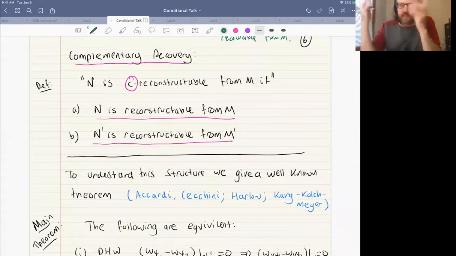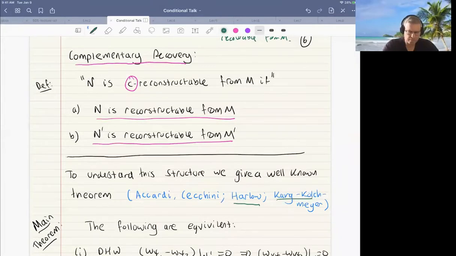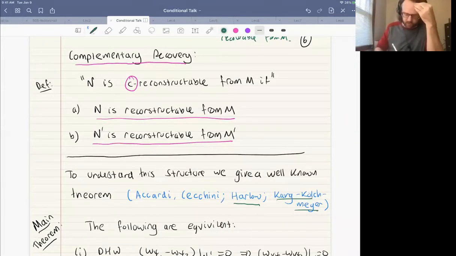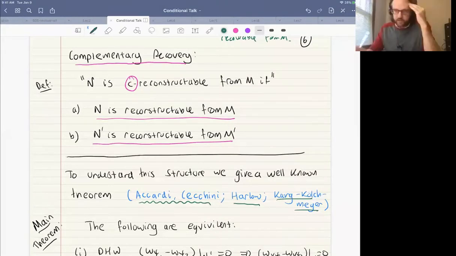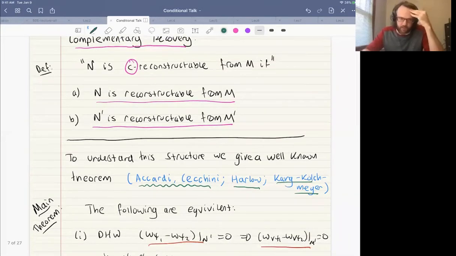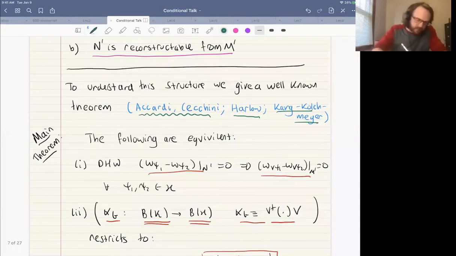All right, so this is the structure that I'm introducing, but really to understand it, I'm going to introduce a well-known theorem. This theorem was proven in the AdS/CFT context first by Harlow, then in infinite dimensions by Kang and Kolchmeyer, but it actually goes back a long time. There's a paper in the early 80s that studied exactly this theorem, and then it goes back even further than that. So this is just well known, but it tells you why I'm calling n reconstructible from m from this DHW condition. So this is the main theorem that we're going to use.